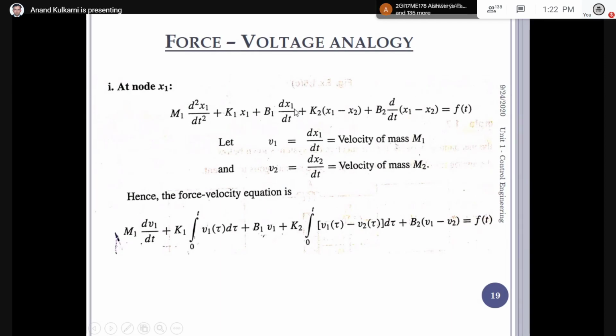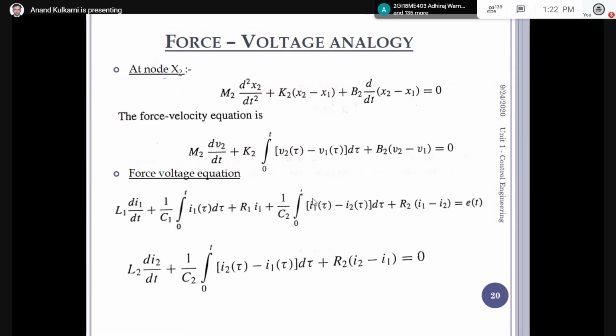So mass in terms of acceleration, damper in terms of velocity, and spring in terms of displacement is written. Now again, what we do is we are replacing the displacement in terms of velocity. So we rewrite this in terms of velocity. Hence the force velocity equation is shown like this.